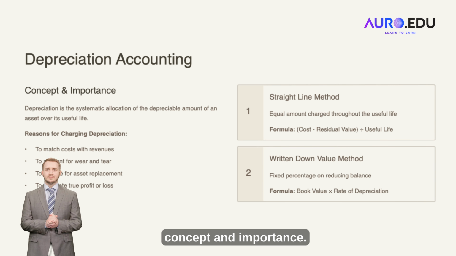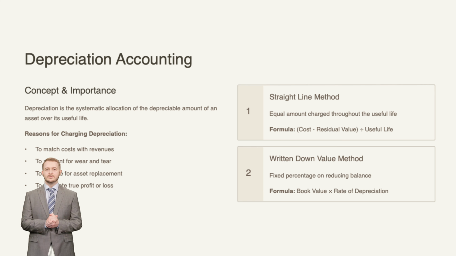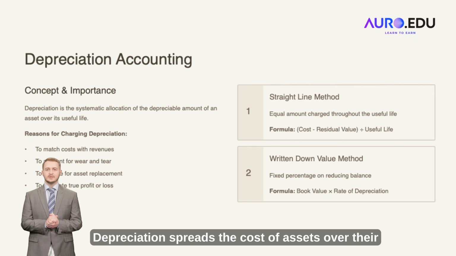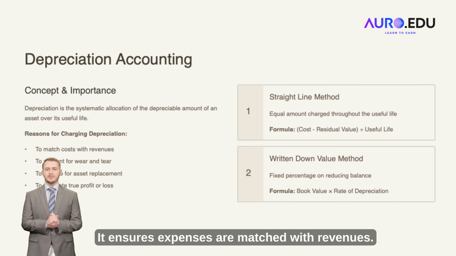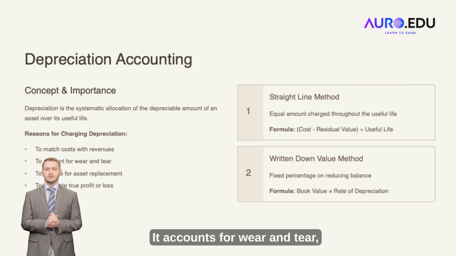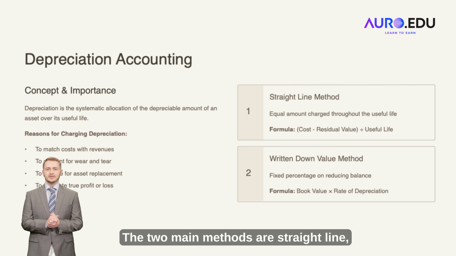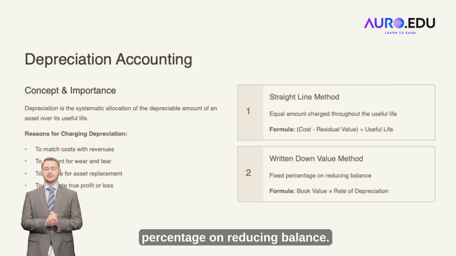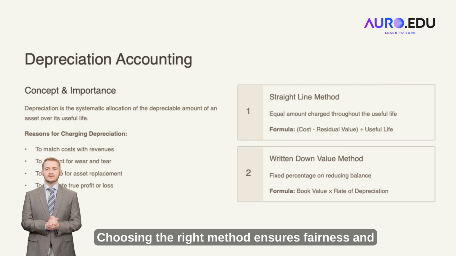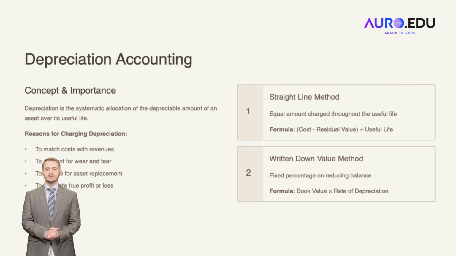Depreciation accounting, concept and importance. Depreciation spreads the cost of assets over their useful lives. It ensures expenses are matched with revenues. It accounts for wear and tear, ensures funds for asset replacement, and prevents overstated profits. The two main methods are straight line, equal charges yearly, and written down value, percentage on reducing balance. Choosing the right method ensures fairness and consistency in reporting.